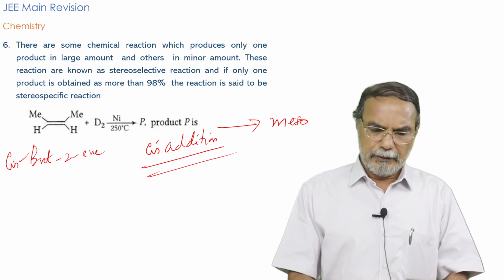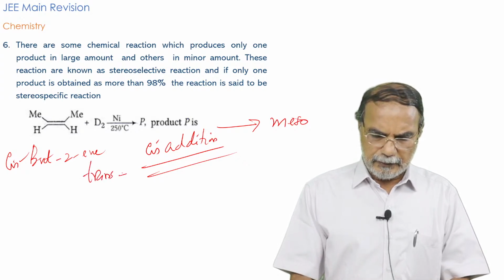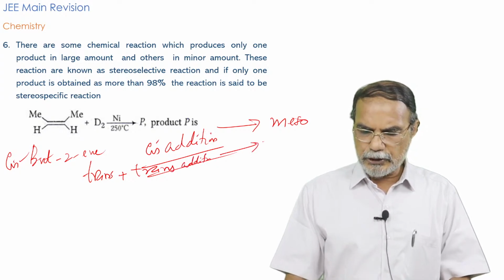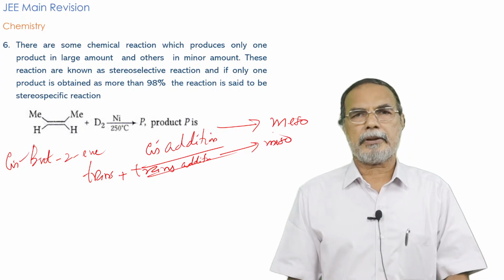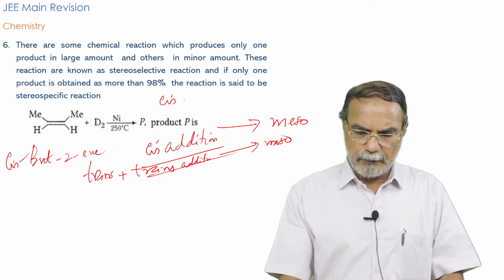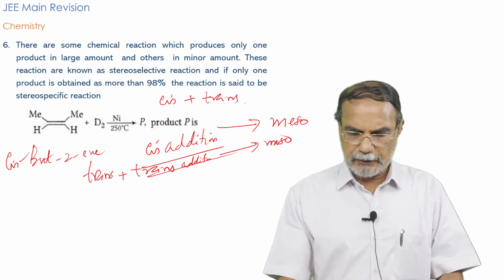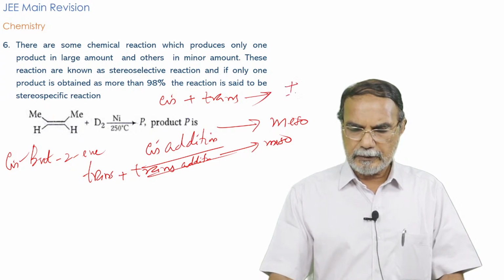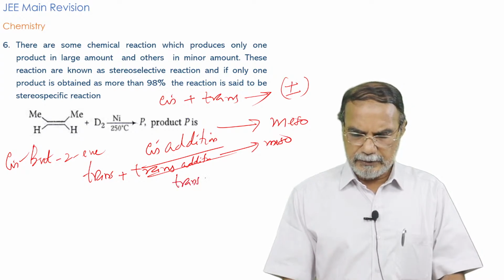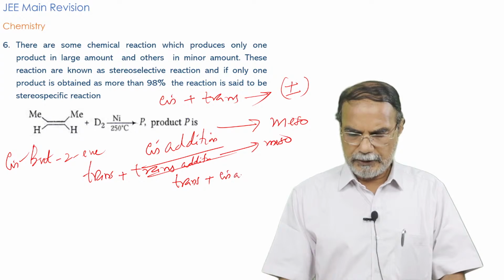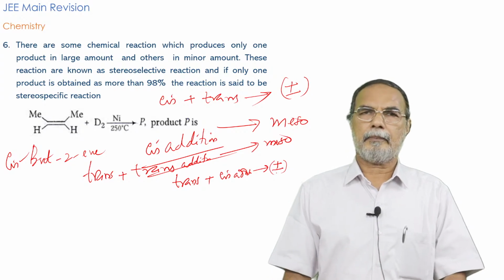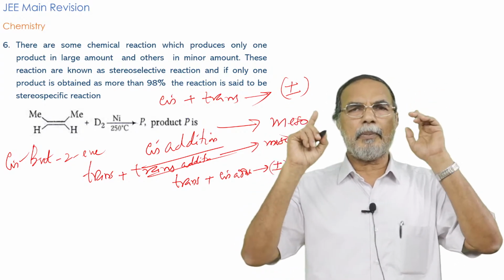And if it is a trans alkene and a trans addition, as you might have studied, then also the product is a meso product. And suppose it is a cis compound and then a trans addition, then the product is a racemic product. And if it is a trans alkene to which you have cis addition, then also the product is racemic. So this is something that you can always keep in mind.